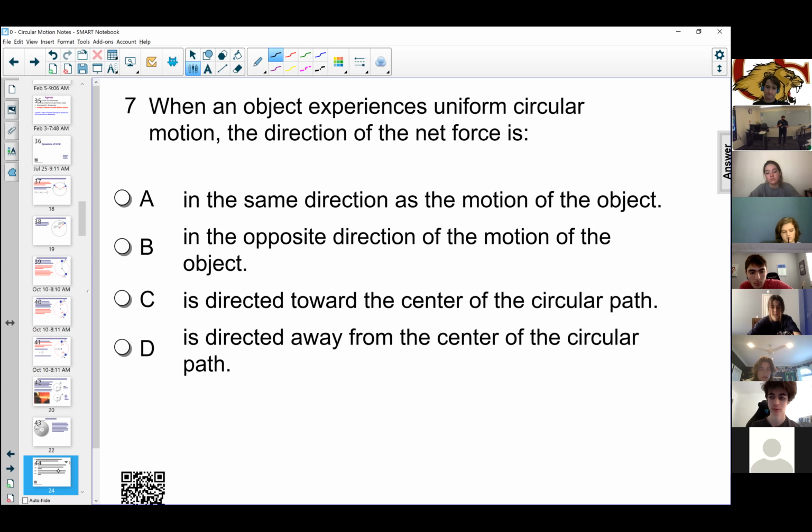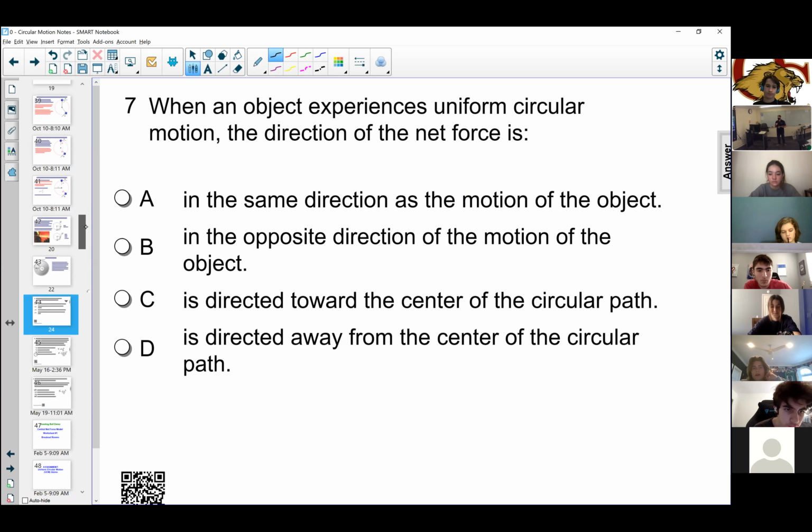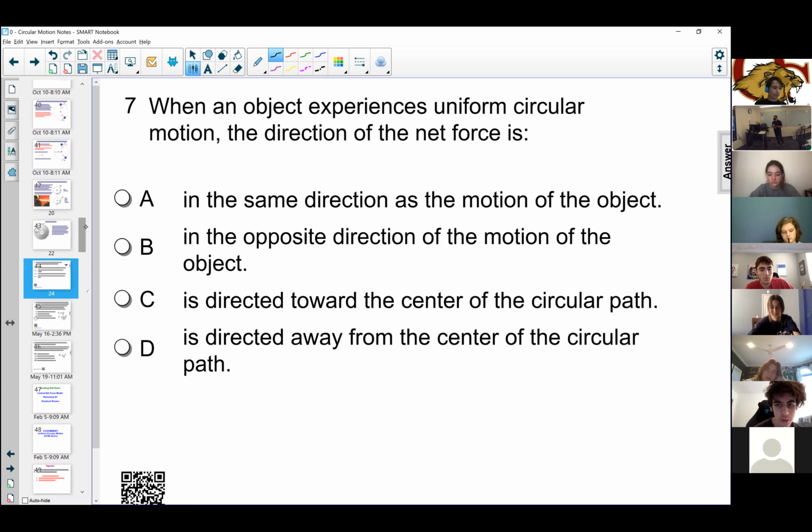All right, so here's a couple questions to wrap up before we practice some other things. When an object experiences uniform circular motion, the direction of the net force would be A, in the same direction as the motion of the object, B, in the opposite direction of the motion of the object, C, directed towards the center of the circular path, or D, directed away from the center of the circular path. Go ahead and put your answers in the chat if you're on the Zoom, A, B, C, or D.